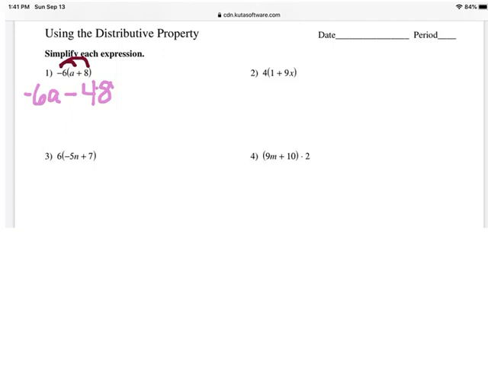So you can leave it like that. You can box it in. You can do whatever you want just to show that that's your final answer. -6A minus 48. Okay, number 2.